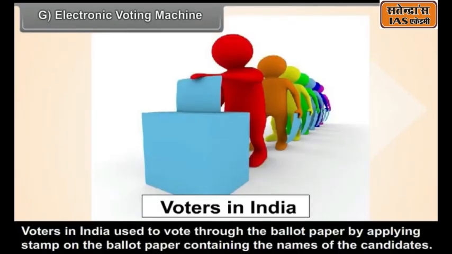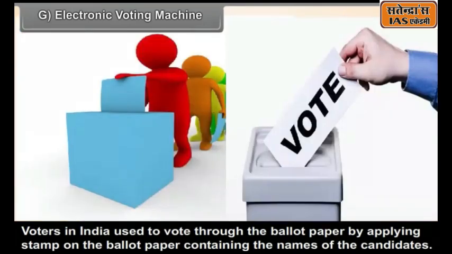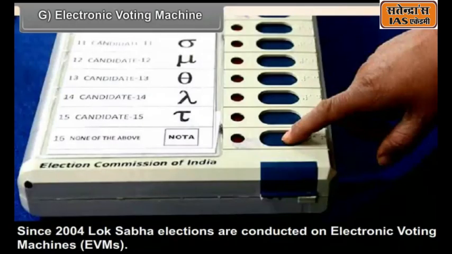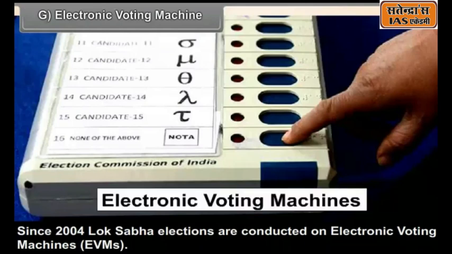G. Electronic voting machine. Voters in India used to vote through the ballot paper by applying a stamp on the ballot paper containing the names of the candidates. Since 2004, Lok Sabha elections are conducted on electronic voting machines, EVMs.